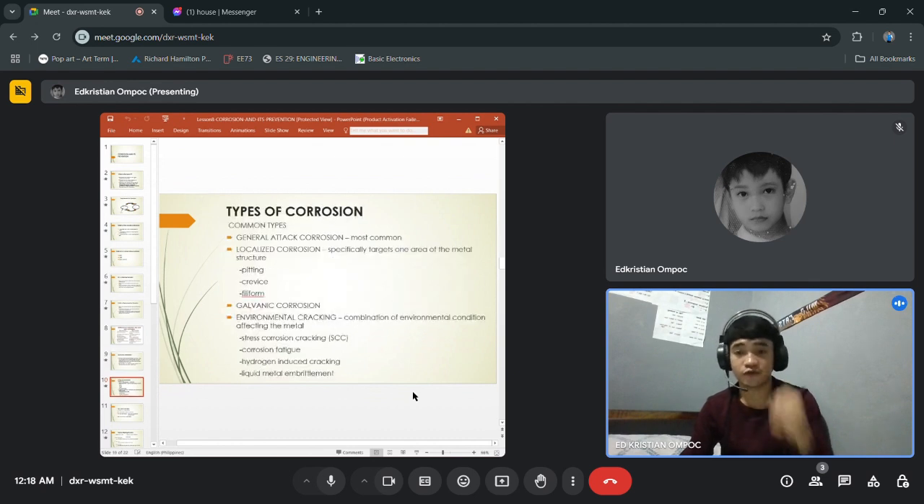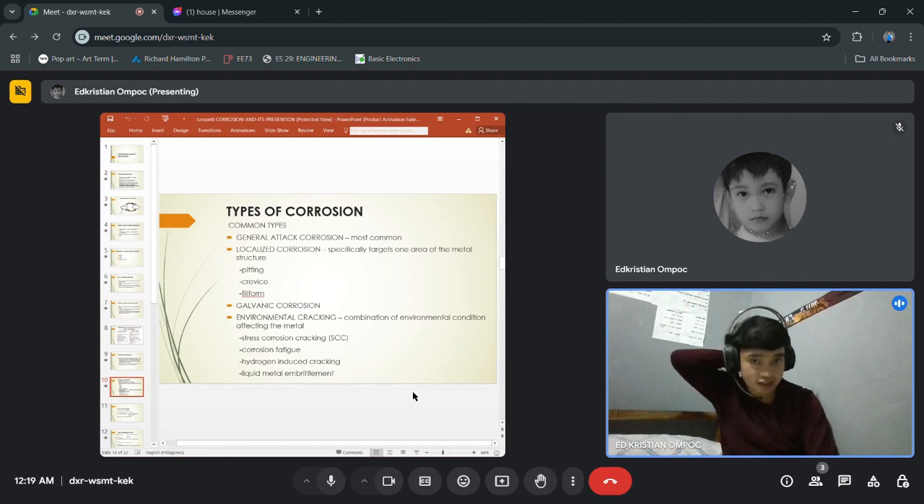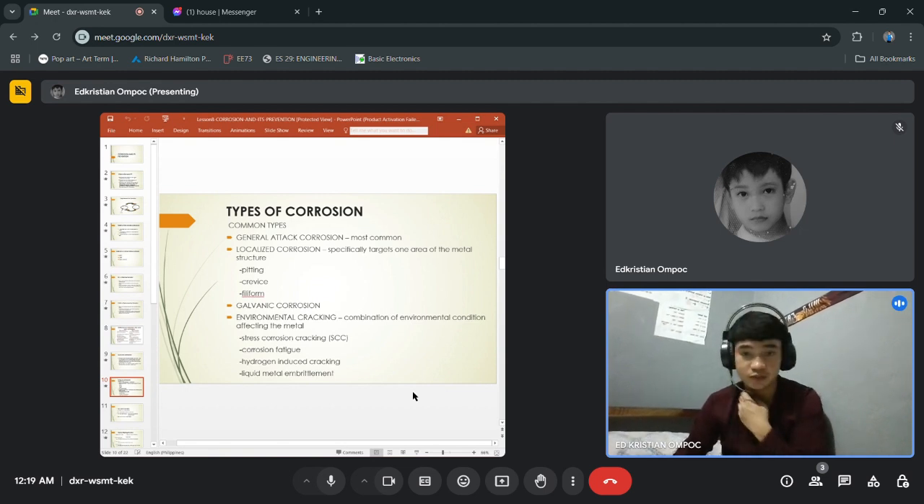So natay types of corrosion. Common types natay general attack corrosion. Muna siya ang very common form of corrosion that attacks the entire surface of the metal structure. Natay localized corrosion. Localized, that means specifically targets one area of the metal structure. So ang localized na ay type na siya pitting, crevice, o filiform.